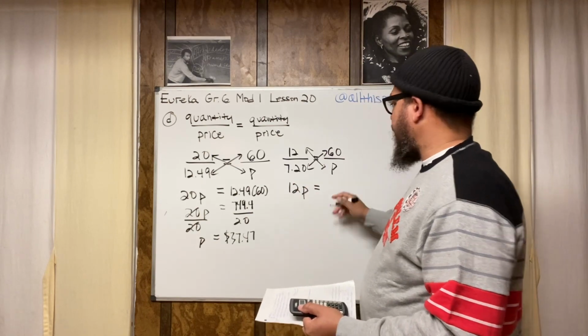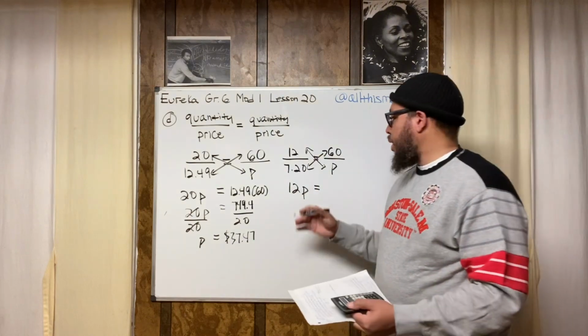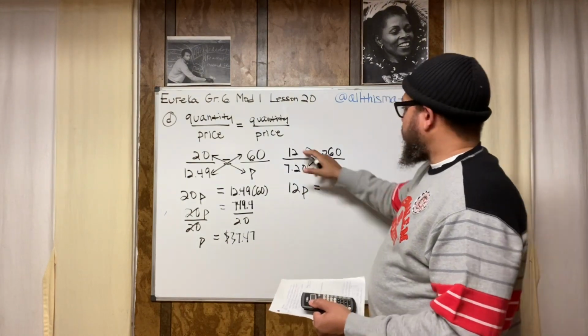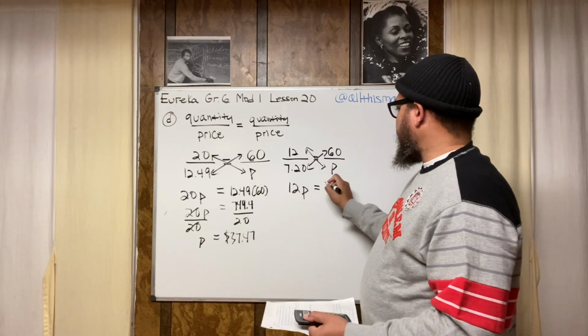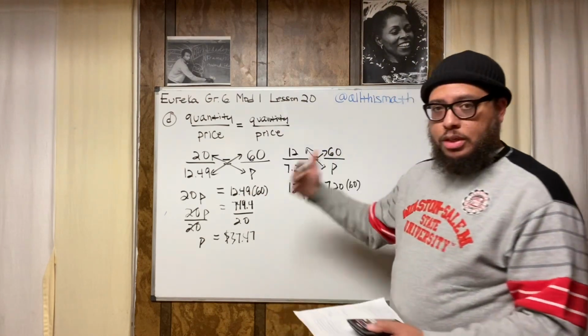You don't have to put the 12P on the left side. Sometimes you can put it on the right side. I just like having my variable on the left side. That's just my twist, that's just what I like to do. So 12P is going to be on the left side, and then over here I've got 7.20 times 60, just like the last problem. See how we keep doing the same thing again?